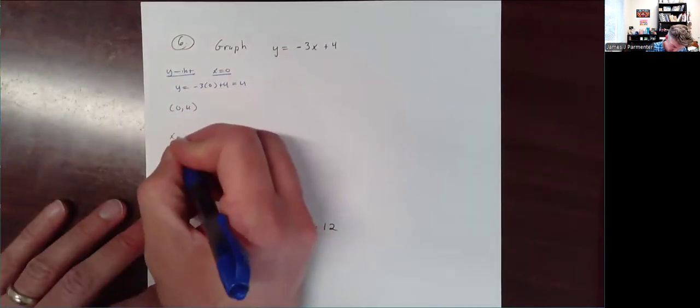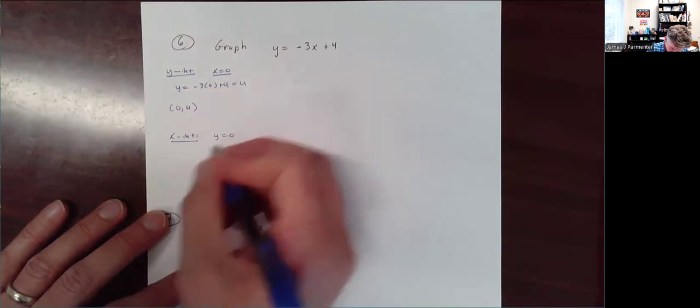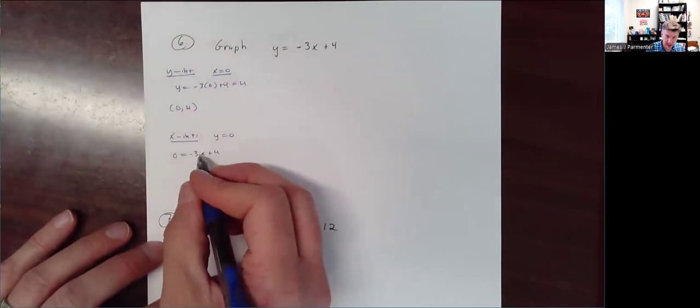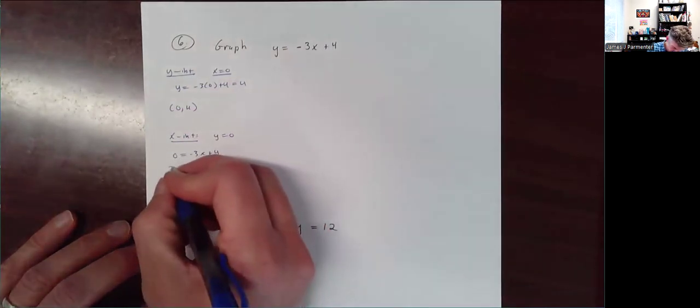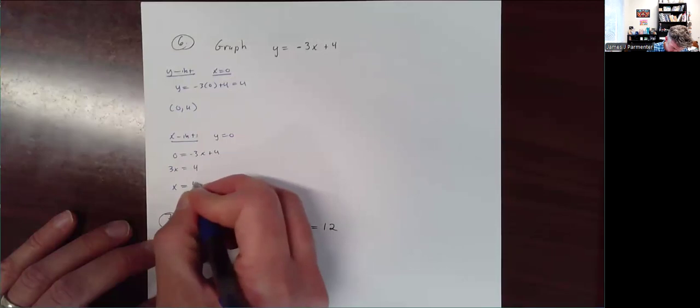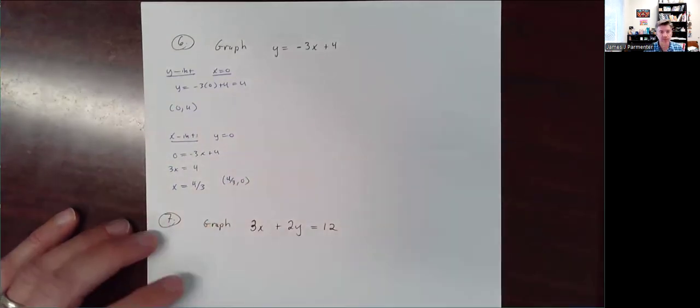My x-intercept is going to be a little bit more work. I'm going to set y equal to 0. I'm going to get 0 equal to negative 3x plus 4. I'm going to add positive 3x to both sides to get positive 3x equal to positive 4, and then divide both sides by 3 to get x equal to 4/3. So my x-intercept is 4/3, comma 0.